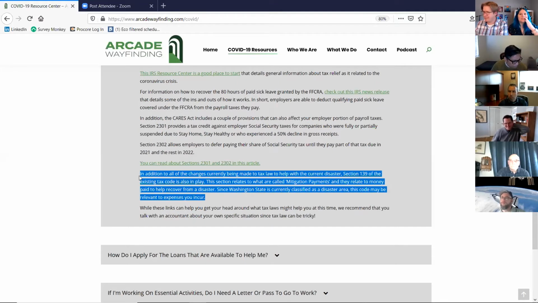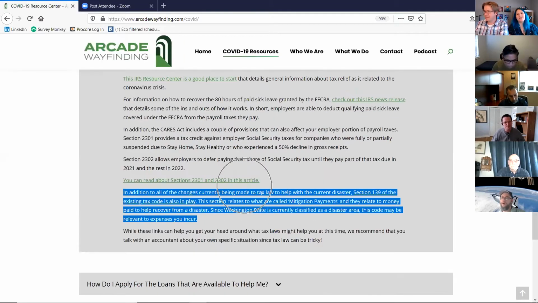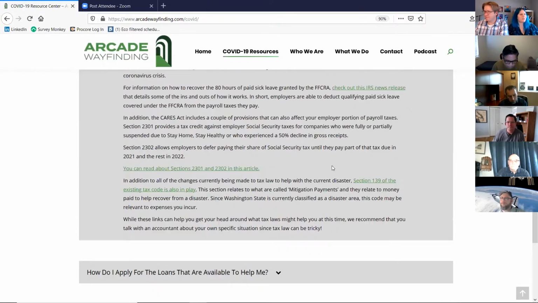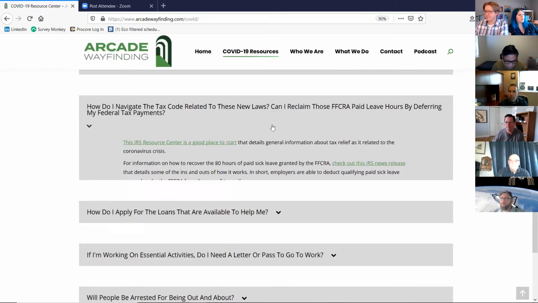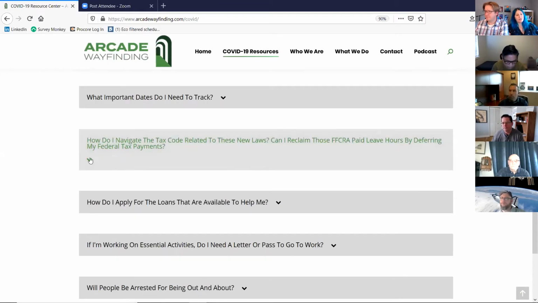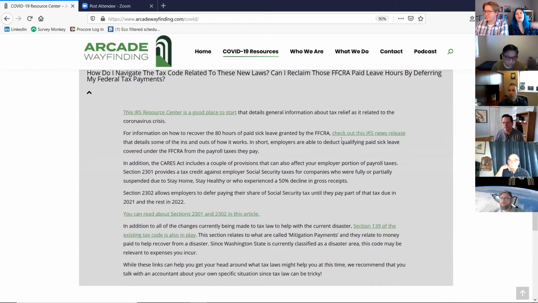That's me managing it. So on our website, when you look at our COVID-19 resources page, there's a section that says, how do I navigate tax code related to these new laws? And inside of that section, you'll find some stuff about a handful of different tax codes that might apply to you. Who knew? Nice. I didn't know about that. I showed it to you when I put it up. We're all learning something new here. It's all moving pretty fast.